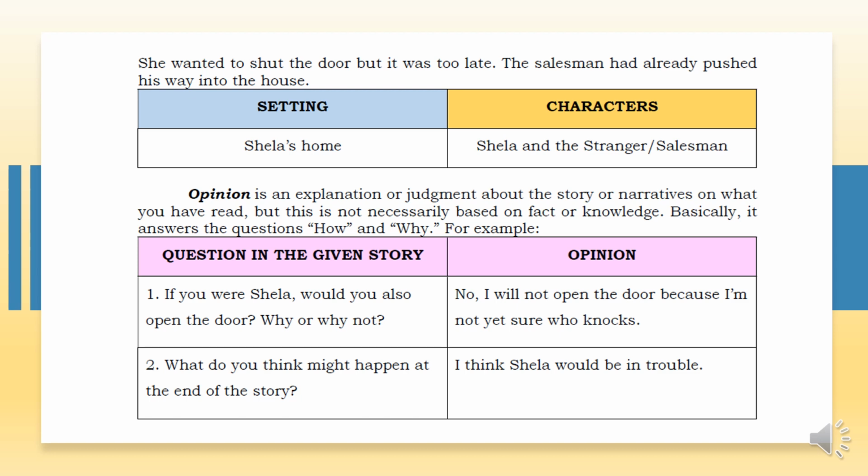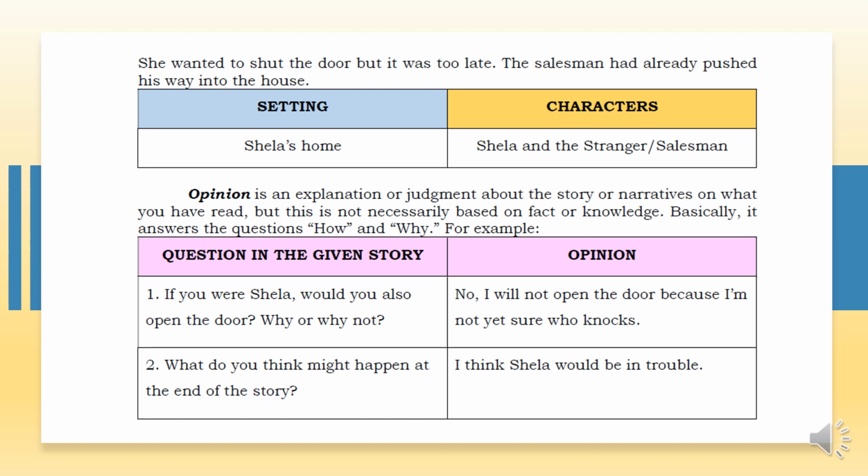Okay, so next we have the opinion. Opinion is an explanation or a judgment about the story or narratives on what you have read. But this is not necessarily based on fact or knowledge. That's why it is called opinion. Basically, it answers the question how and why. Okay, let's see the example.